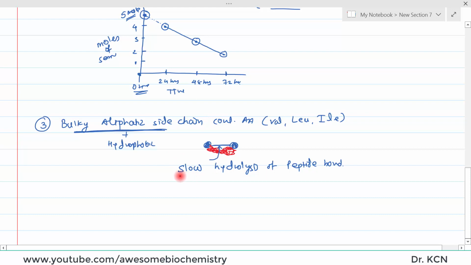So, how to solve this? This is the problem. What is the solution? The solution is extended heating, or extended treatment with 6 normal HCl and temperature. Then all the peptide bonds will get broken down and we can easily estimate all these bulky side chain containing amino acids.